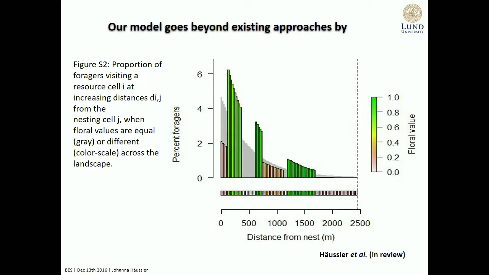So here you can see on the x-axis the distance from nest sites, and on the y-axis the percent of foragers. And the different colors depict different floral values. So in our modeling approach, we see that when there's no difference between floral values across the landscapes, there's a decline. But when we have resource-dependent foraging, dependent on the quality of the resource, with the distance, the percent of foragers can change.